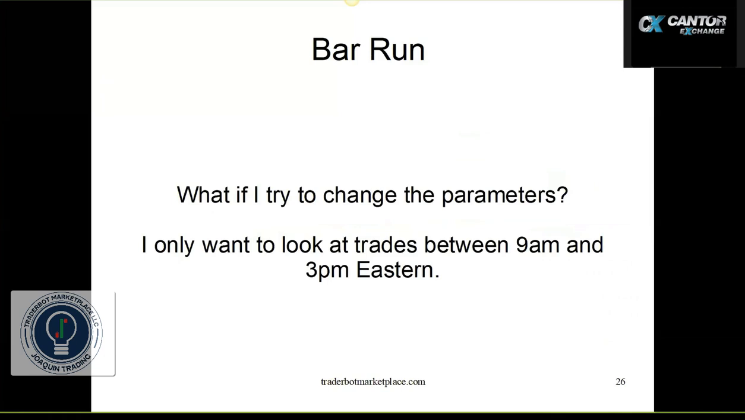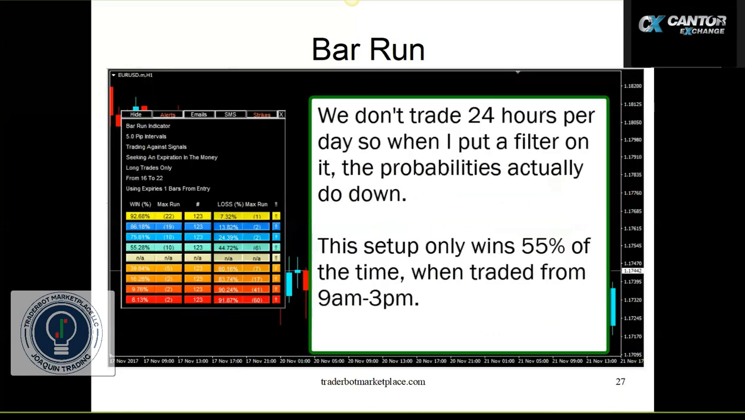So what if I try to change the parameters? I only want to look at trades between, let's say, 9 a.m. and 3 p.m. Eastern, because I don't trade 24 hours a day. So when I put a filter on it, the probabilities actually go down. They go from 63 or whatever it was down to 55%. Well, that's no good. See this 55% right here? So this setup only wins 55% of the time when traded from 9 a.m. to 3 p.m. So we know that something is off there. We don't want to really trade that right now.